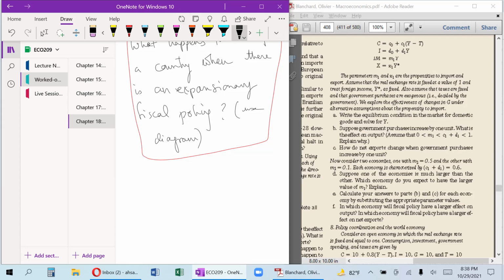Okay, after part C, there are a few extra bits of information given. Now we're looking at two economies. Okay, we're looking at two economies.